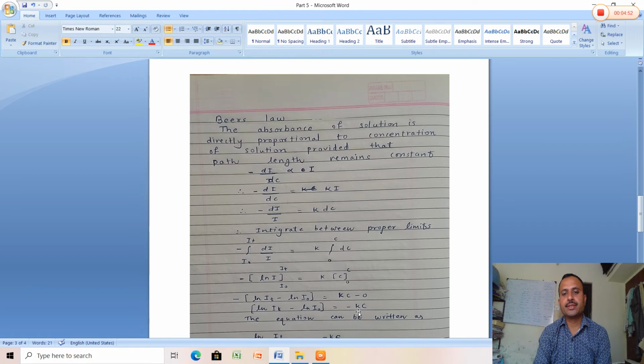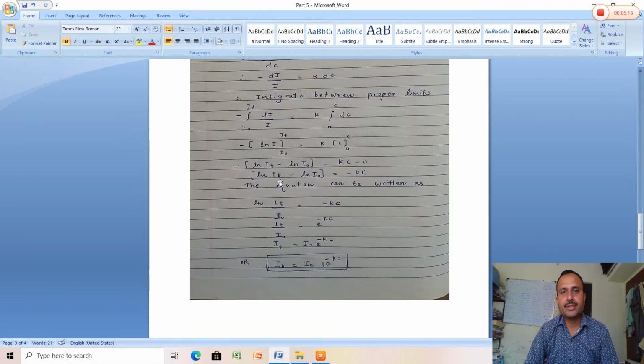Now this equation can be written as ln IT minus ln I0, that can be written as ln IT upon I0, because ln A minus ln B can be written in divisional form as ln A upon B. So ln IT upon I0 is equal to minus kC. If we remove the ln, natural log is cancelled, and we apply the exponential form on the right hand side. So IT upon I0 is equal to e raised to minus kC. This is the exponential form.